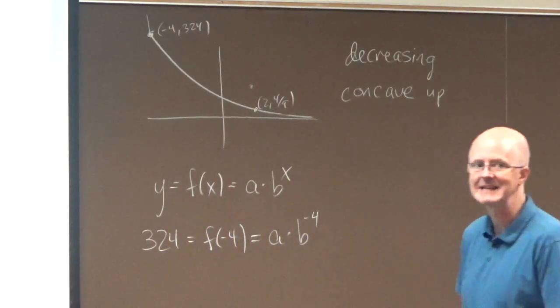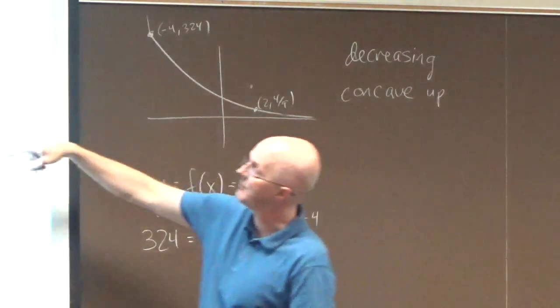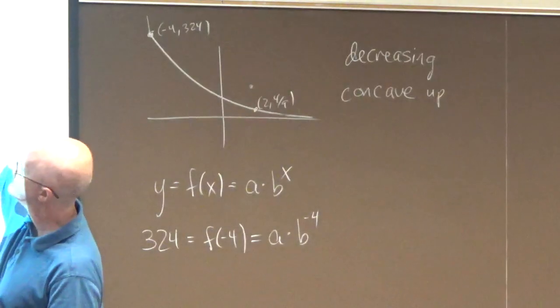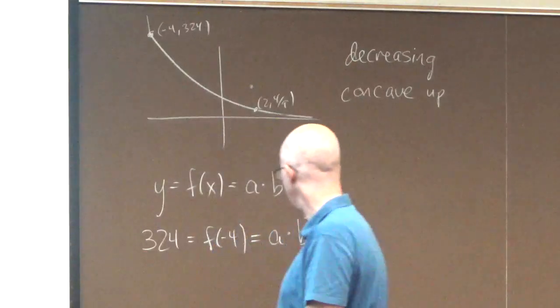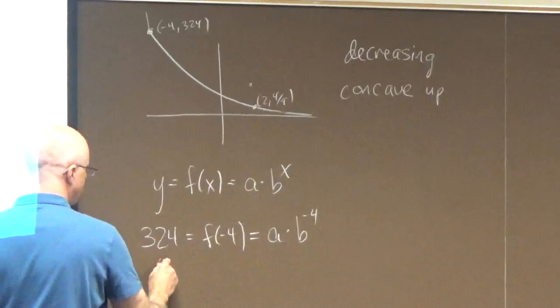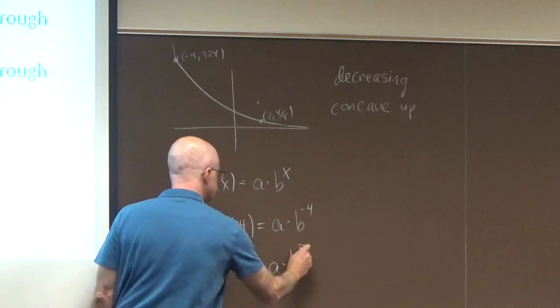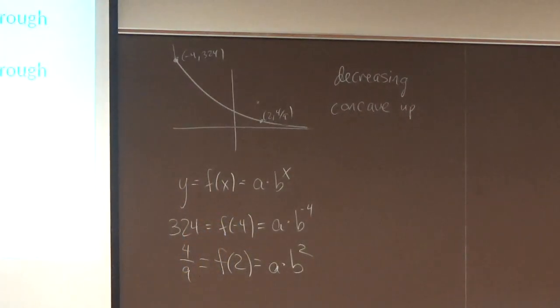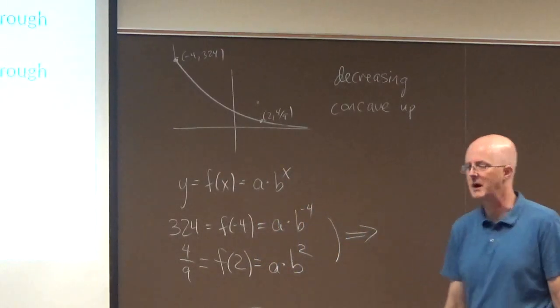I'm doing this by solving for a and b, whereas in my answer key I solve for a and b and then I used a reflection property to solve for number 3. The second point is that when x is 2, y is 4/9. So 4/9 equals f of 2 equals a times b squared. Solve for a and b. It doesn't look like it's going to be very easy to solve for a and b, but it is possible, and you should be able to do this for Wednesday's quiz, probably with a little simpler numbers.